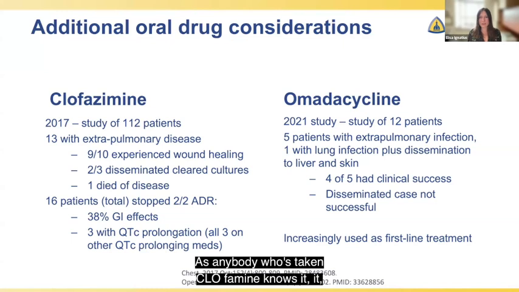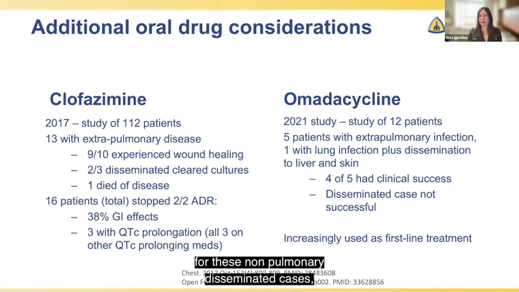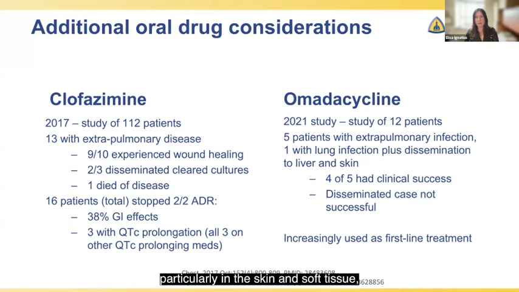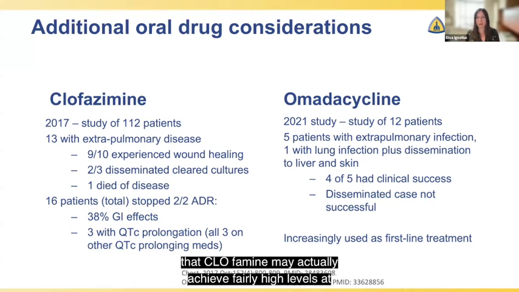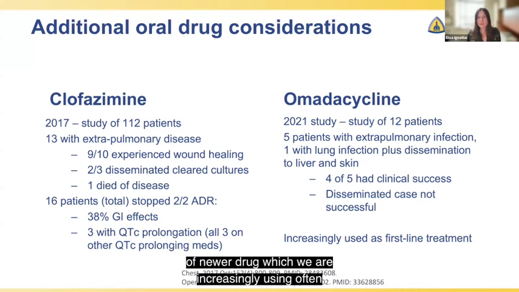As anybody who's taken clofazimine knows, it does get into the skin and soft tissue quite well. It can cause this discoloration from the dye deposition. And so the thinking also is that for these non-pulmonary disseminated cases, particularly in the skin and soft tissue, clofazimine may actually achieve fairly high levels at those sites of disease, which could enhance its effectiveness in treating some of these infections.